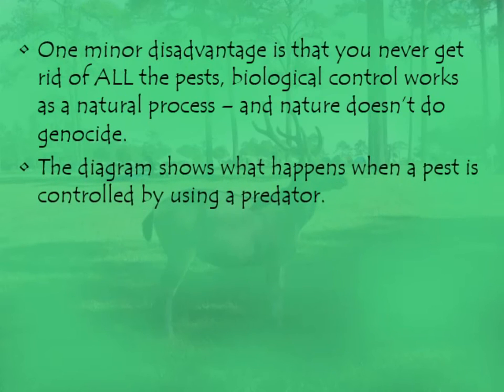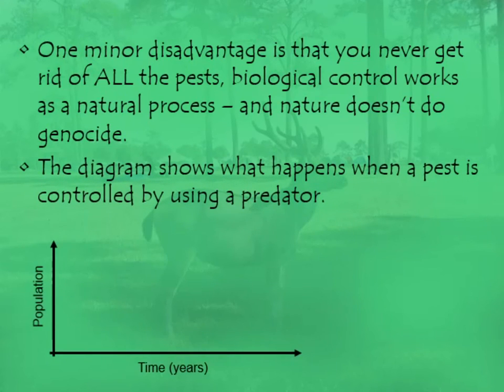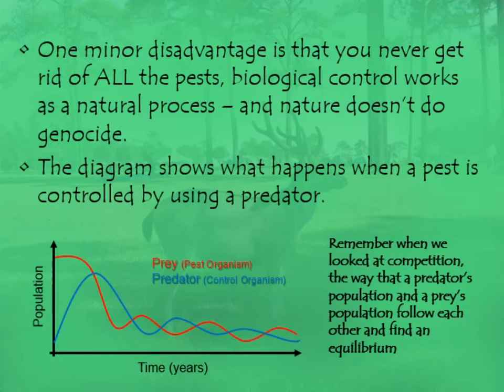So, as you may remember, the diagram here shows the relationship between a predator and a prey organism, which of course will be your biological control organism and the pest organism. And if you remember talking about competition, the prey's population and the predator's population are linked. They will fluctuate up and down depending on the food source. For the predator, that food source is the prey. So if the prey gets too low, the predator will also come down and the prey can recover.